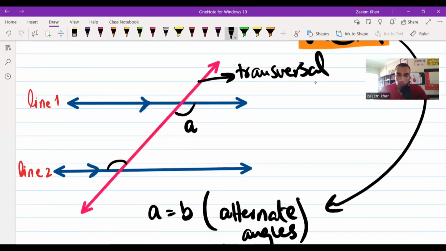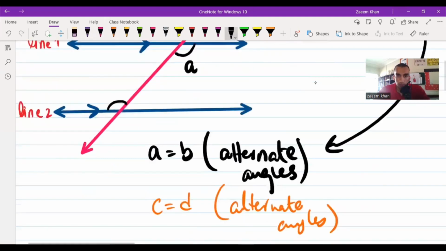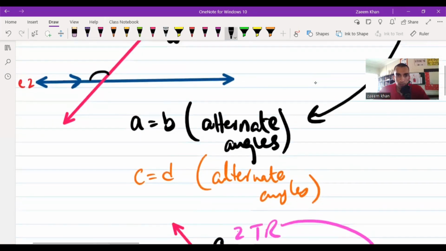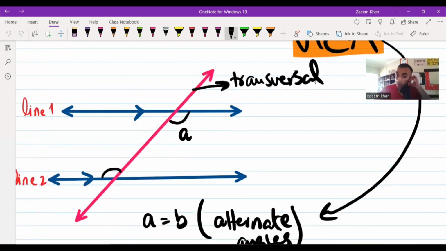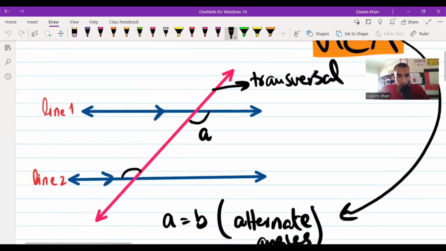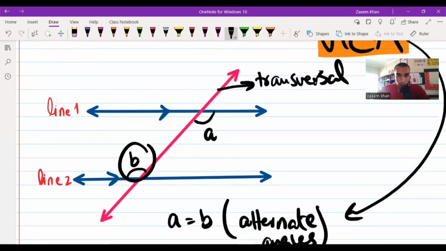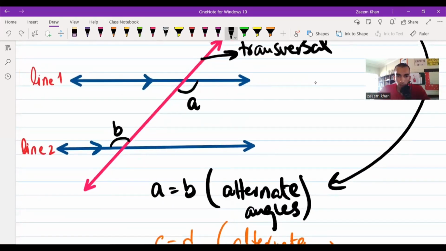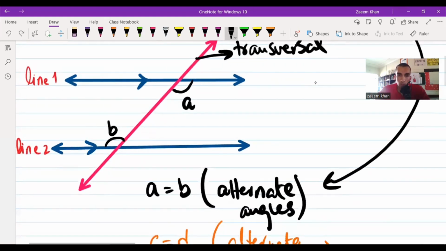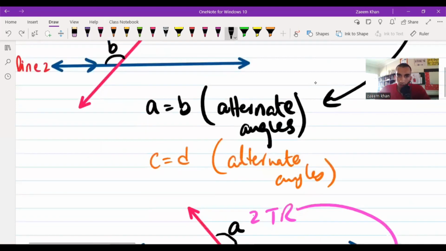Now, this is a property which, with a lot of proof, you can prove that this A is going to be equal to another angle, and that's B. Right? So instead of going into that proof right now, I just want you to memorize this as it is. What I can, however, tell you is that these are called alternate angles.